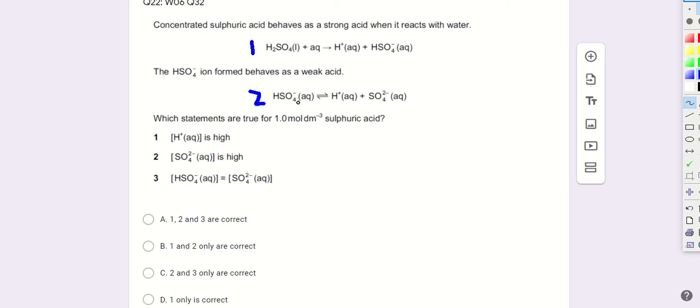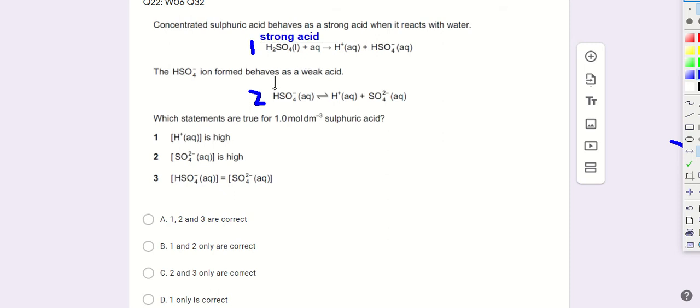Okay, so step number 1, if you look at the arrow, it is a full arrow going to the right hand side. Okay, what does this tell us? This tells us that this H2SO4 is a strong acid. Complete dissociation. Okay, if I have 10 molecules of H2SO4 in the solution, all 10 will dissociate and give me 10 hydrogen ions.